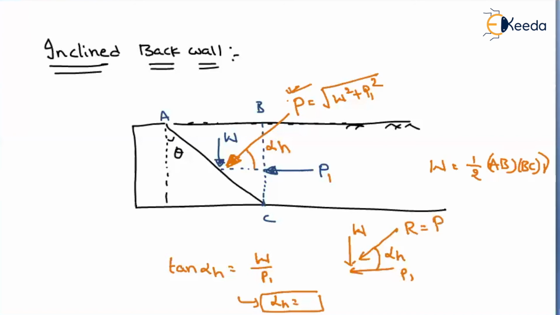Okay. So if your back wall is truly vertical, your earth pressure will be horizontal. If your back wall is inclined, your earth pressure will be inclined at an angle of alpha h. So this is what we have for the retaining wall if your back wall is in an inclined position. Okay, thank you.